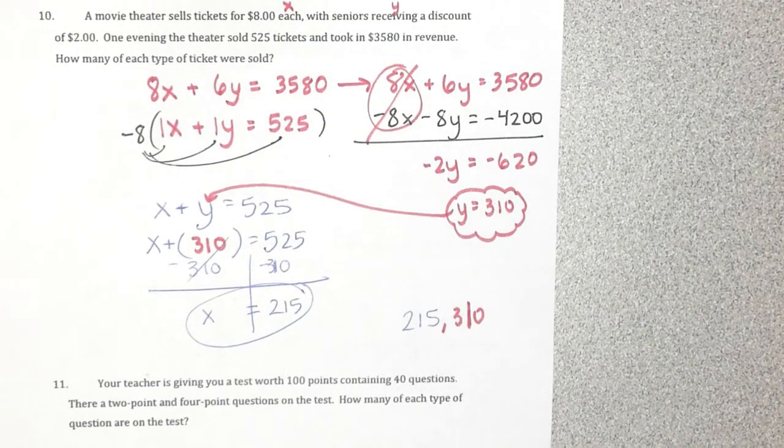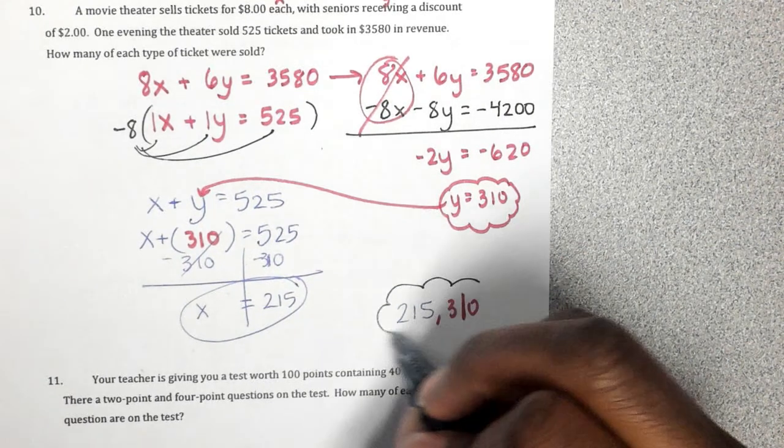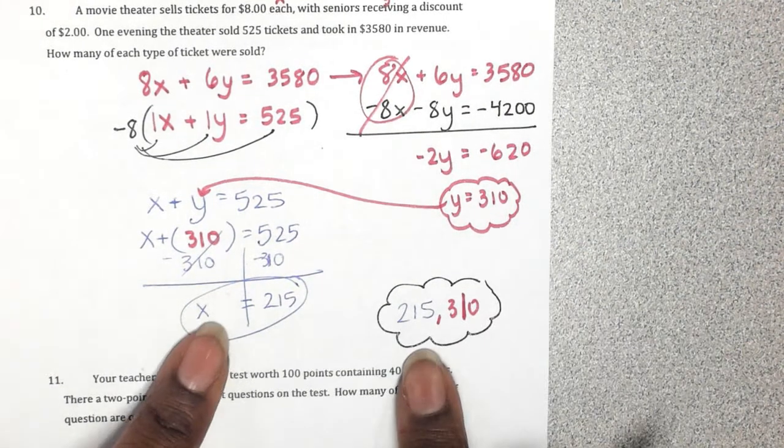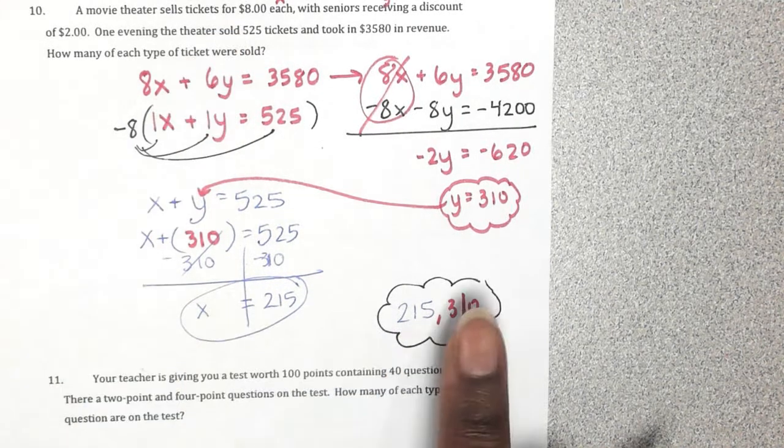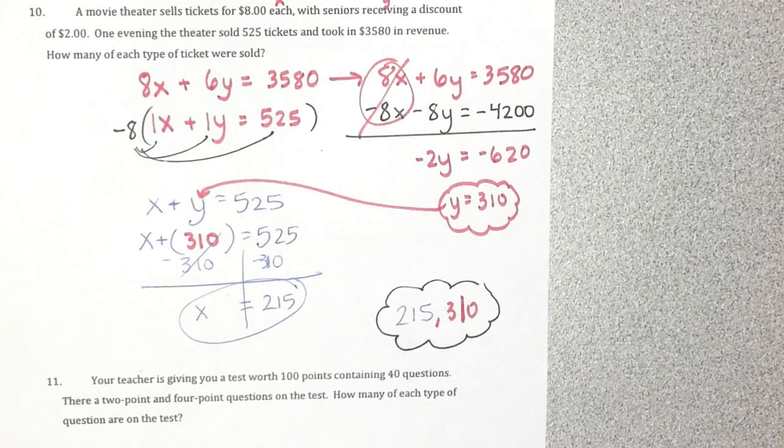310 and 215. I hope I'm right this time because in first period I got it wrong. So that means they sold 215 of the regular tickets and 310 of the senior discount tickets.